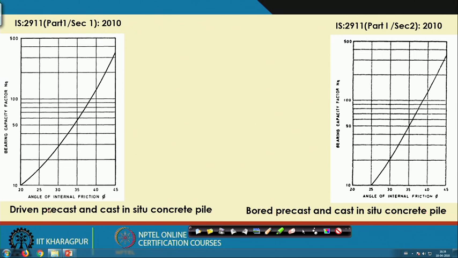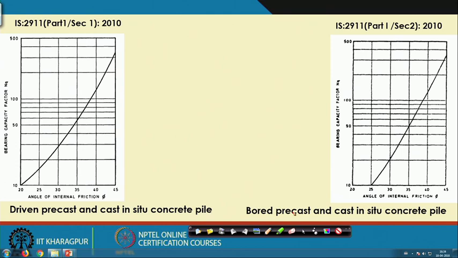Driven precast and cast in situ concrete piles are common. I have discussed that cast in situ piles can be bored or driven, and driven ones can also be cased or uncased. Bored piles are generally cast in situ, but bored precast concrete pile is also mentioned in this IS code.